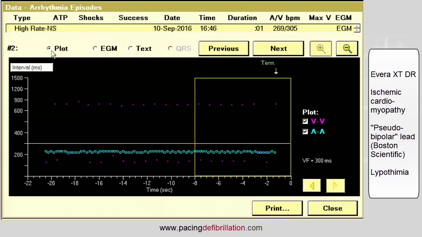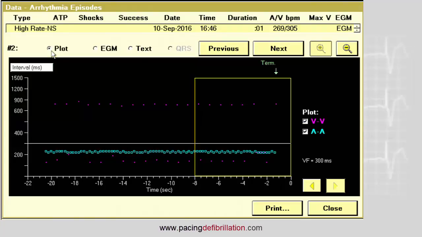Atrial oversensing occurs in two main clinical situations: RV lead dislodgement to the atrioventricular junction, and when an integrated bipolar lead has been positioned near the tricuspid annulus, the RV distal coil crossing the valve.